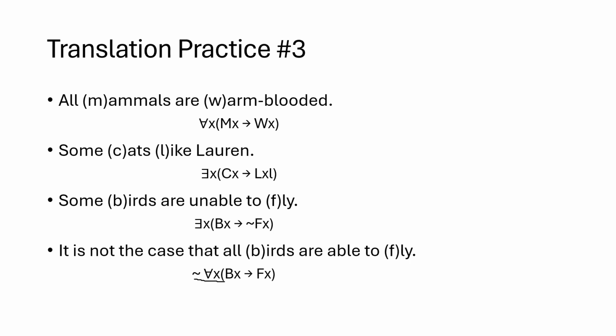based on the way in which this sentence begins with "it is not the case," I just immediately think it is not the case, so tilde out front. And then we have all, so that's our universal quantifier. It's not the case that all birds are able to fly. So here, universal quantifier saying that if that thing is a bird, then it is able to fly.